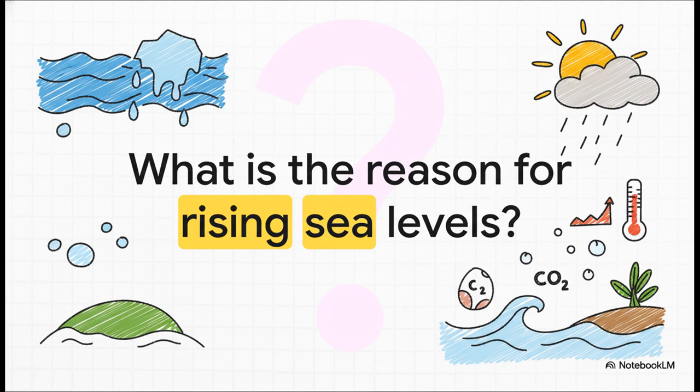And finally, another critical threat is the measurable rise in sea levels. As the planet warms up, two things happen. Glaciers and ice sheets melt, which adds water to the oceans. And the water itself actually expands as it gets warmer. Both are direct consequences of our warming climate.